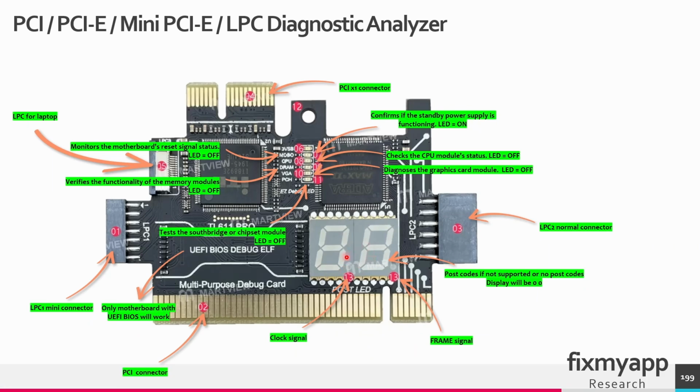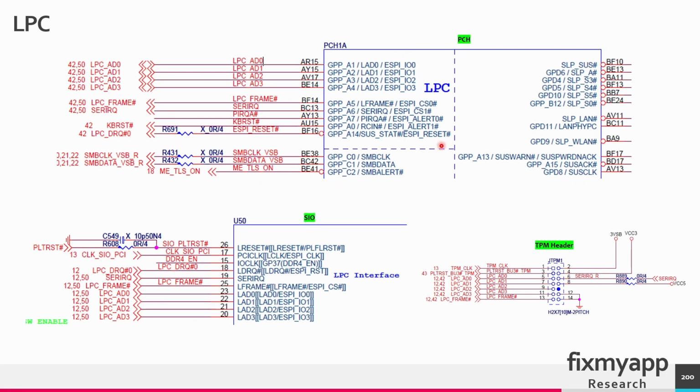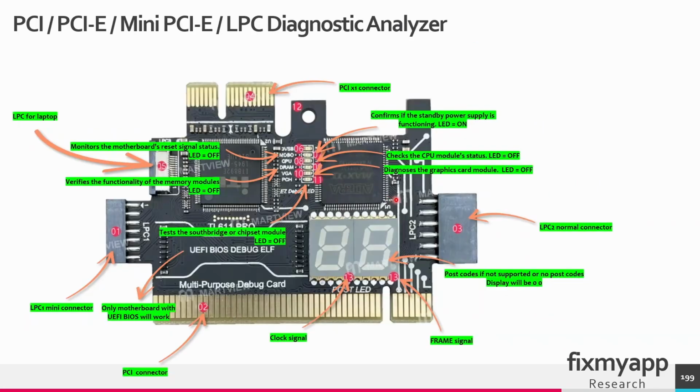The postcodes are only shown when the BIOS is initialized and the self-test starts. On modern motherboards, they have an LPC connector, and we can connect this diagnostic analyzer to the LPC connector on the motherboard. So if we look at the PCH chip on the motherboard, the PCH chip has LPC pins, so it supports the LPC protocol, the low pin count protocol. And these data pins, the frame pin will eventually go to a TPM header. And on this TPM header, you can connect the analyzer. You can connect this analyzer to the TPM headers.